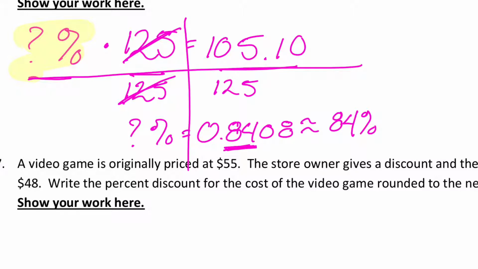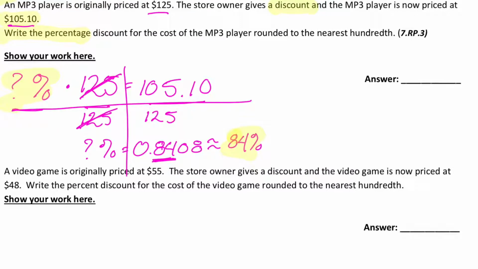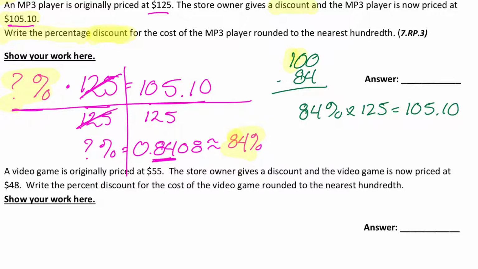Now, before we get carried away, what that means is that 84% of the original price is what's being paid, $105.10. The question is asking us about the discount. We need to be careful about this word discount. So we need to say, okay, it used to be 100%, and we paid 84%. So what is the difference? What's the part that's missing?